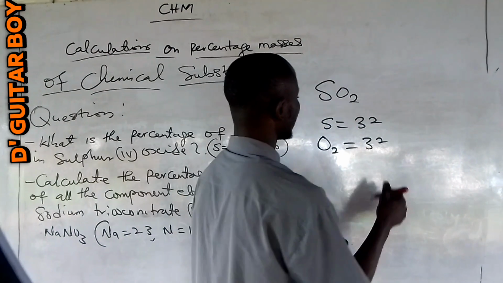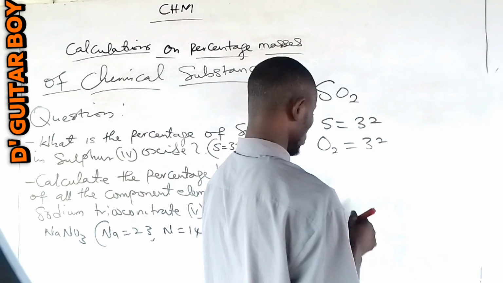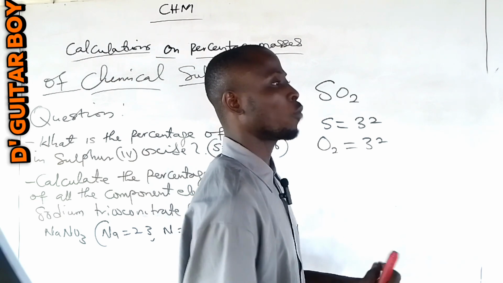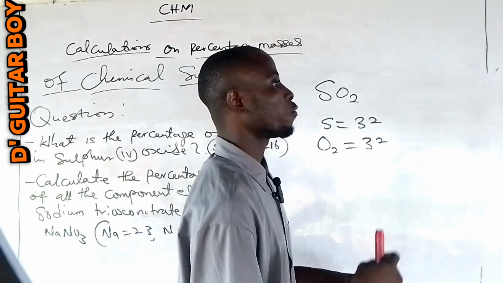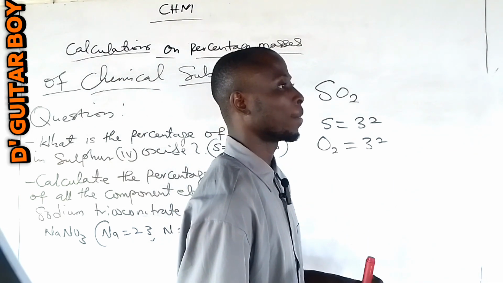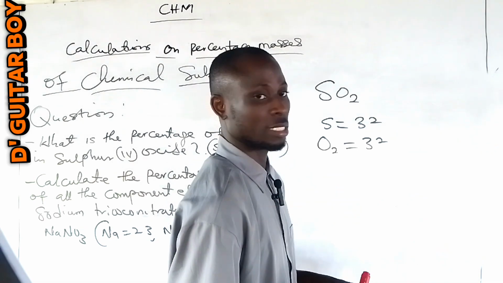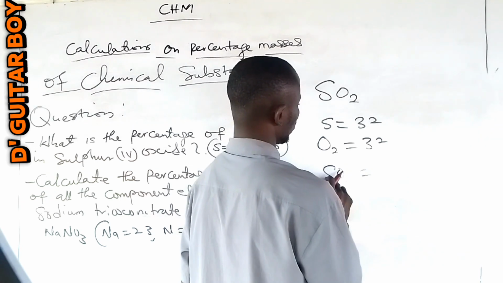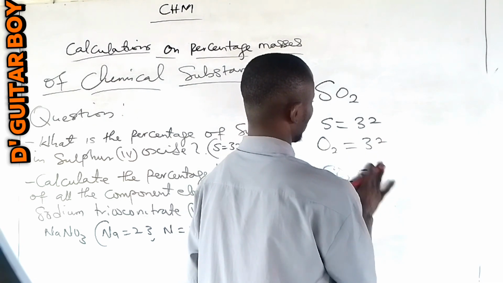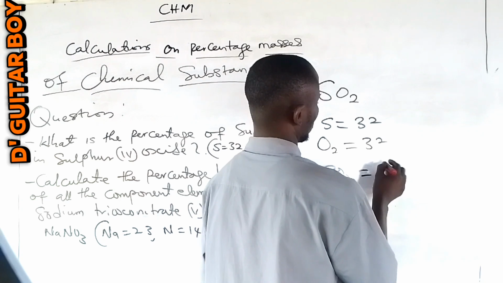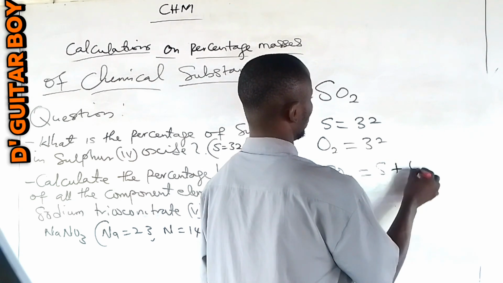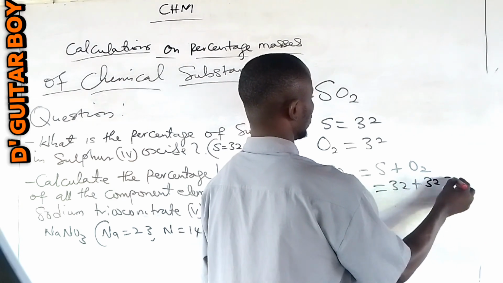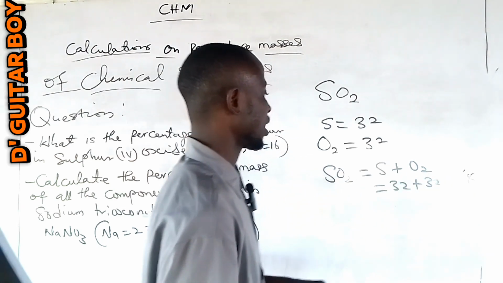However, let's solve. How do you solve it? You find the ratio of what they want you to look for to the total mass. The mass of SO2 is equal to sulfur plus O2, which is equal to 32 plus 32, which is equal to 64. That is the mass of this.